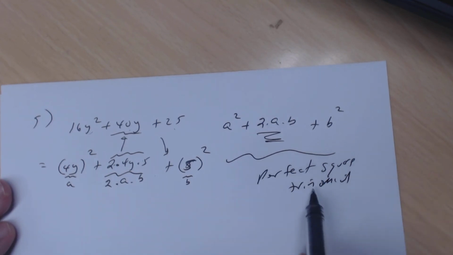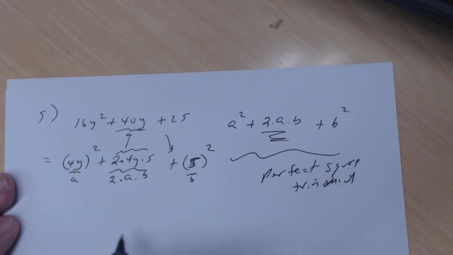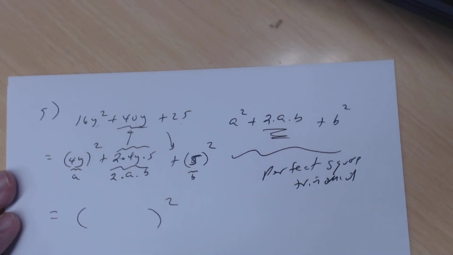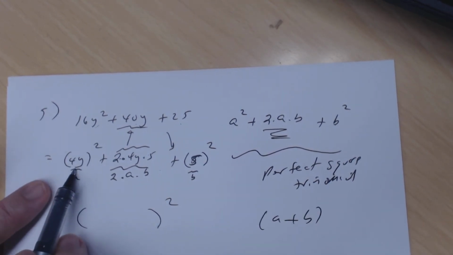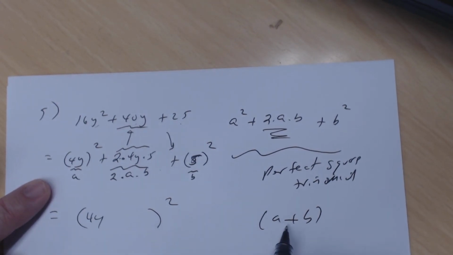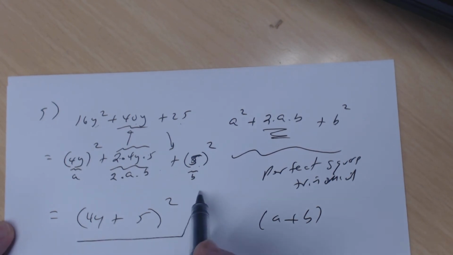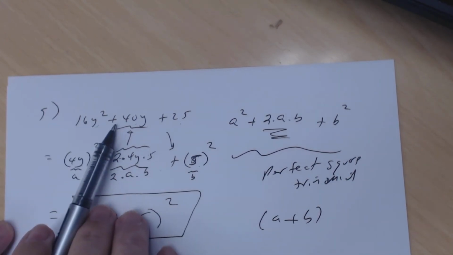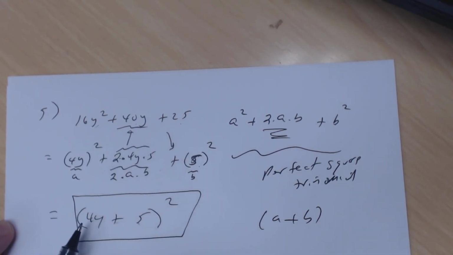Which means that I can factor a perfect square trinomial as a binomial squared. This is plus, so it'll be a plus b, so this is going to be a plus b. So a here is 4y, and b here is 5. So there's your answer. 16y squared plus 40y plus 25 is going to equal 4y plus 5 times itself.